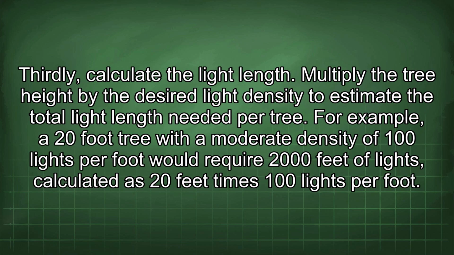Thirdly, calculate the light length. Multiply the tree height by the desired light density to estimate the total light length needed per tree. For example, a 20-foot tree with a moderate density of 100 lights per foot would require 2,000 feet of lights, calculated as 20 feet times 100 lights per foot.